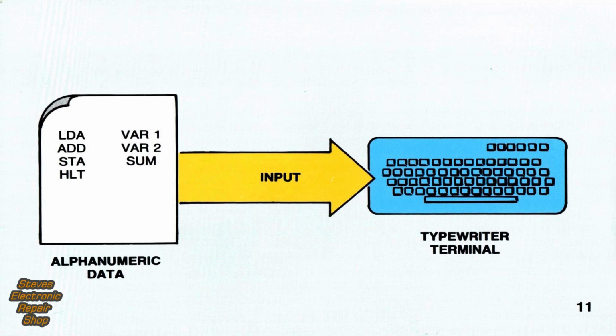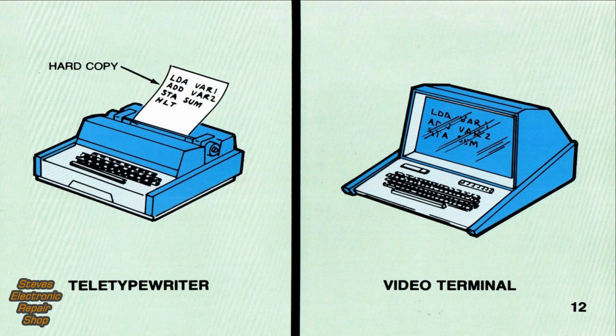Of course, the mnemonics and symbolic addresses used in assembly language are alphanumeric, meaning they are made up of a combination of letters of the alphabet and numbers. These alphanumeric characters cannot be entered with the octal or hexadecimal keyboard. Instead, they must be entered with a typewriter terminal.